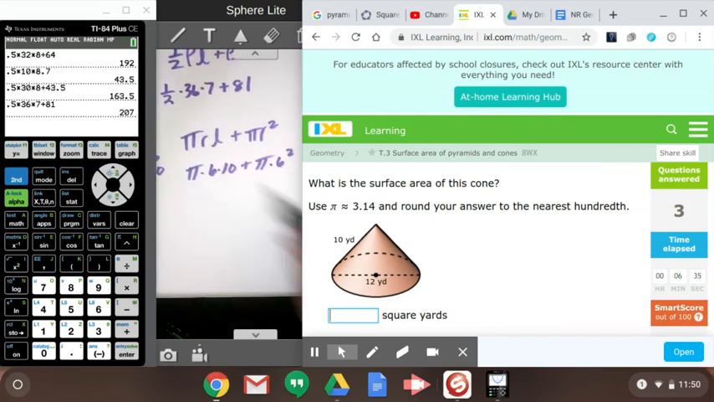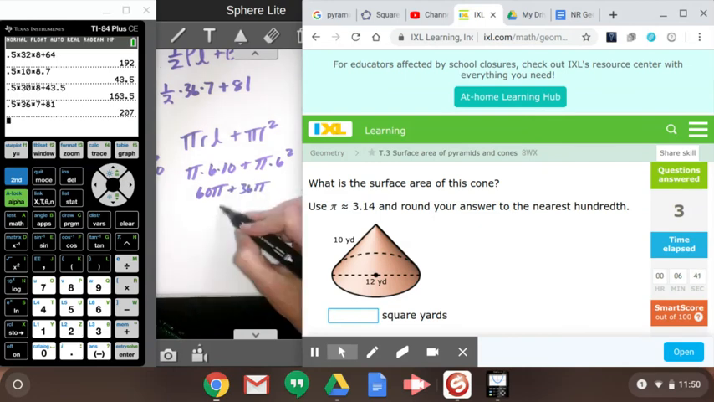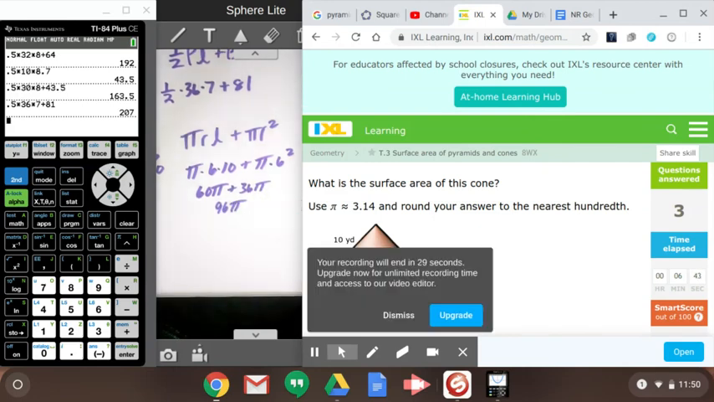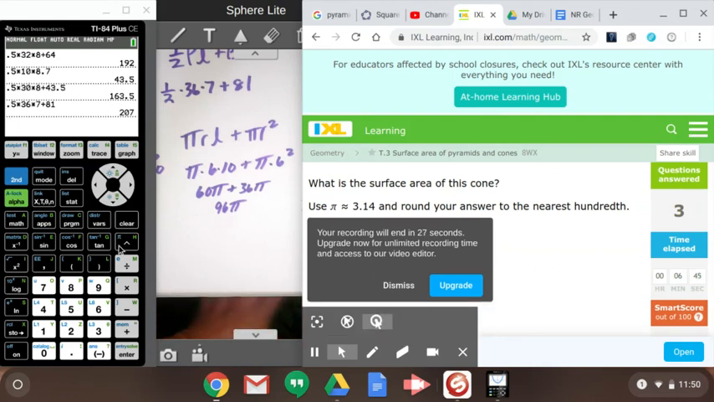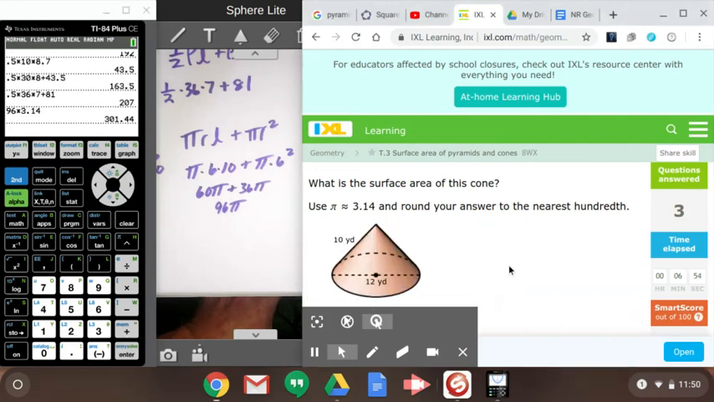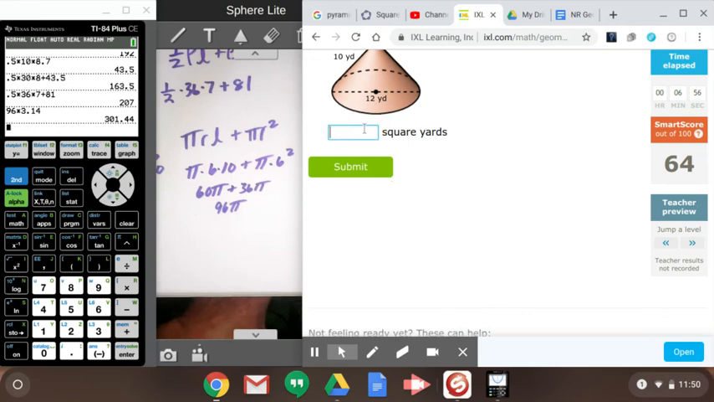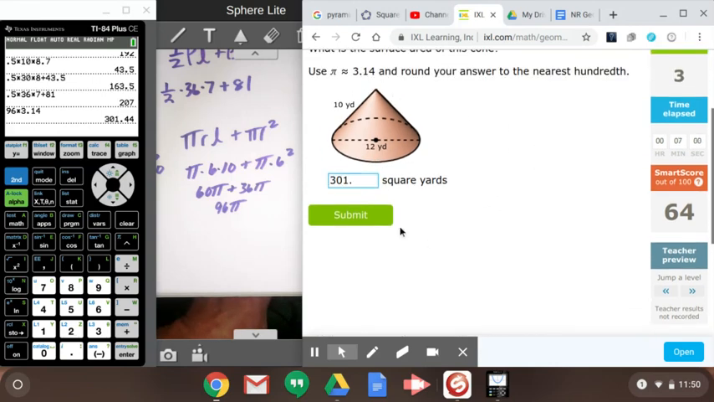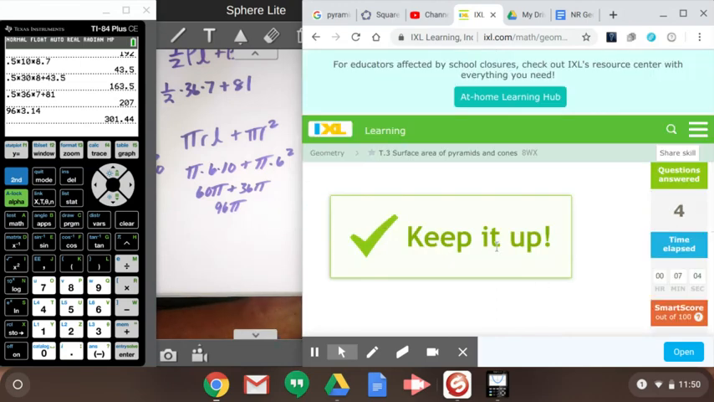So I would simplify this one a little bit. This is 60 pi plus 36 pi. You don't have to, but it's 96 pi. They did say to use 3.14. So we want to do 96 times 3.14. And that is 301.44. Then you make sure you round right, to the nearest hundredth. Submit. And there we are.